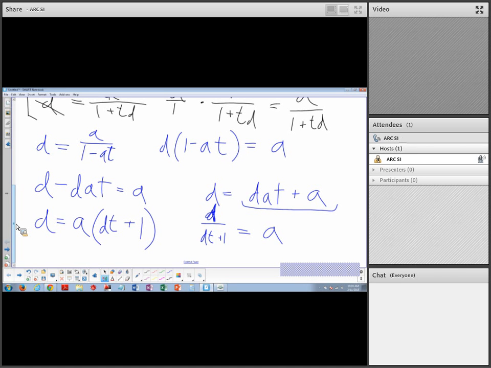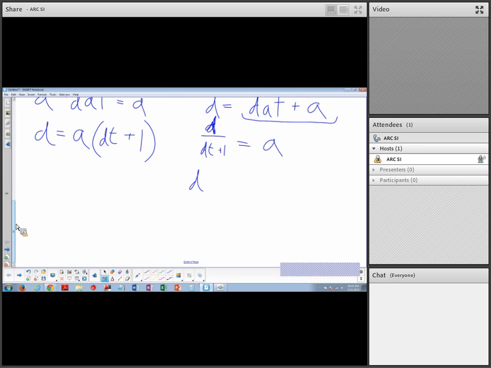Wouldn't the d's cancel out? No, because this over this is not the same thing. This over this plus this. d over dt plus 1 is not the same as d over dt plus d over 1. Can't do that. You can do that with numerators, but you cannot do that with denominators. So your d's will not cancel.